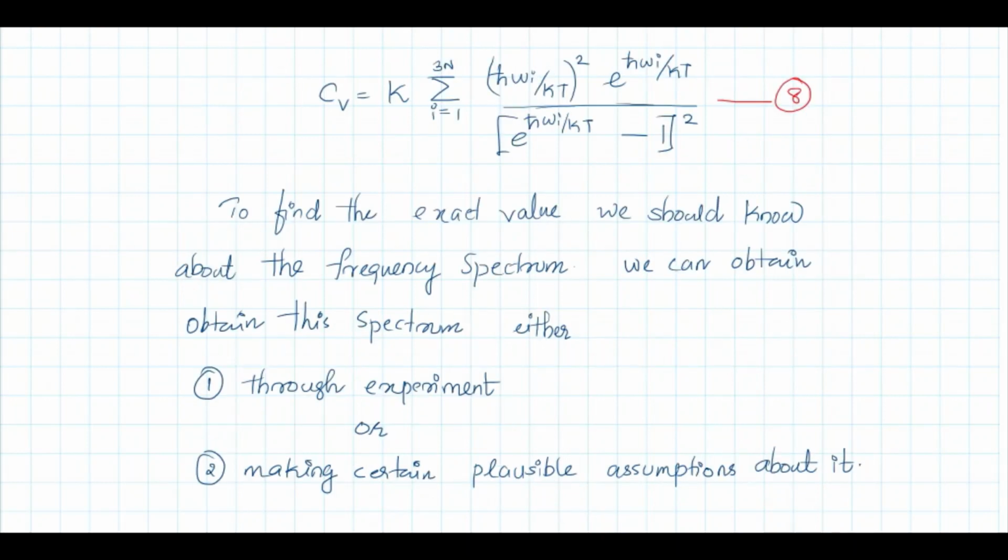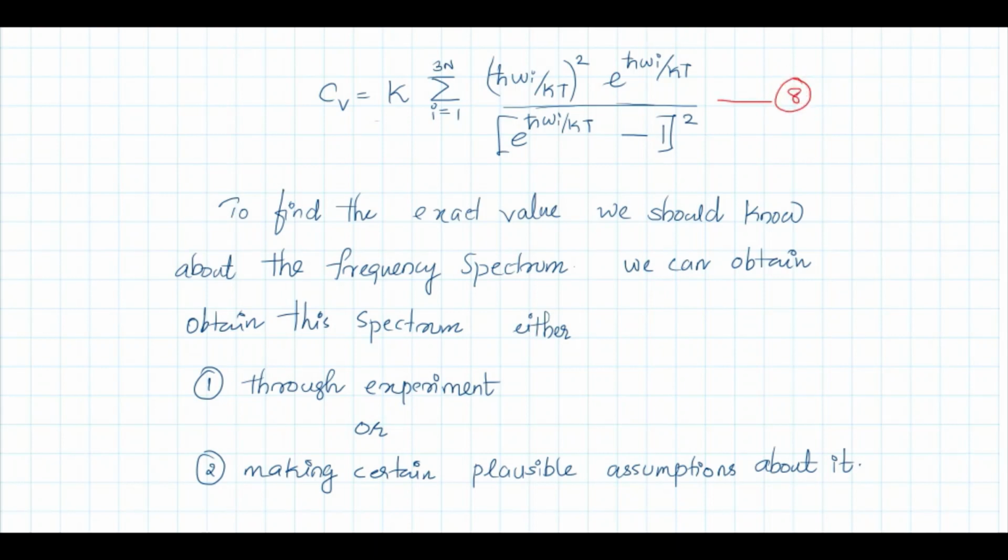Rearranging this, we can write it as Cv equal to k into sigma i equal to 1 to 3N, h cut omega i by kT the whole square, e raised to h cut omega i by kT divided by e raised to h cut omega i by kT minus 1 the whole square. This is equation number 8.